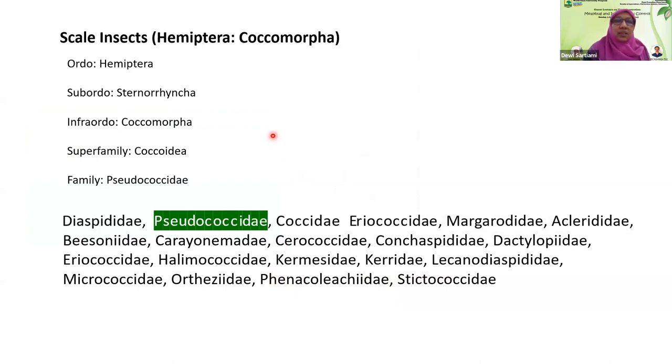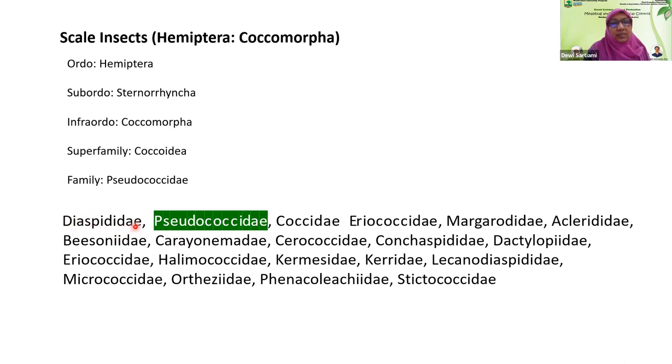Okay, we will see how the systematics works. The mealybugs belong to the order Hemiptera, suborder Sternorrhyncha. The infraorder is Coccomorpha, superfamily Coccoidea, and then family Pseudococcidae. Under superfamily Coccoidea, there are a lot of families here. Maybe I only put 20 families here. There should be more, but these are the families we can recognize, so they are just near us, outside of our home.